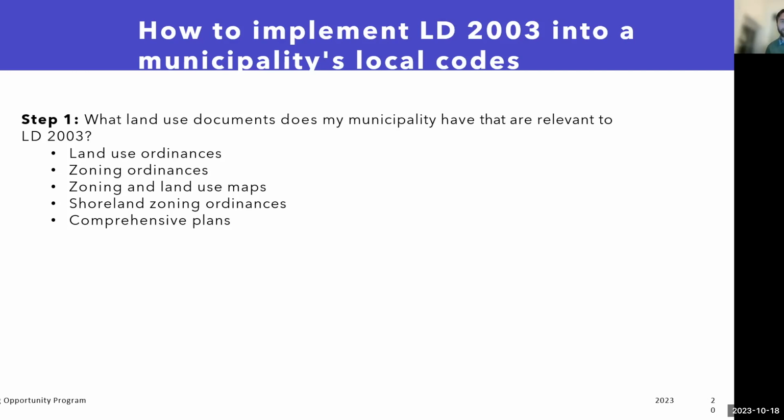So review any land use ordinances and zoning maps that you utilize, and review your shoreline zoning ordinances. If you have a comprehensive plan, take a look at it. For LD 2003 purposes, we are recommending that you look at your most recent comprehensive plan, even if it is out of date according to the DACF state guidelines. We would recommend utilizing the last one that you've done.